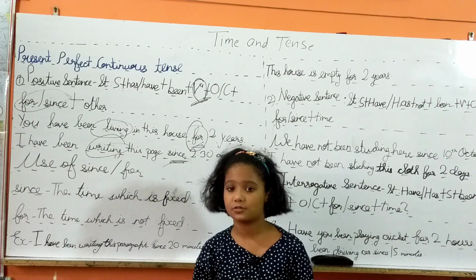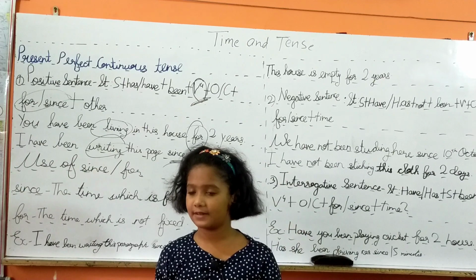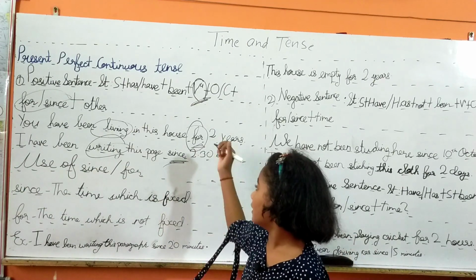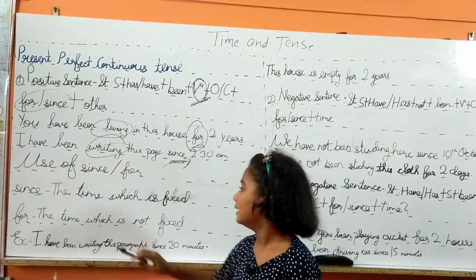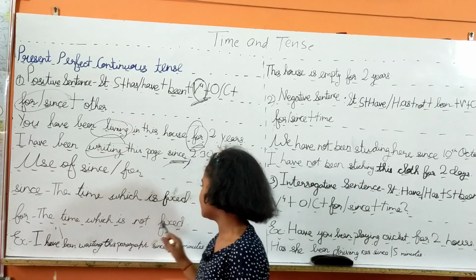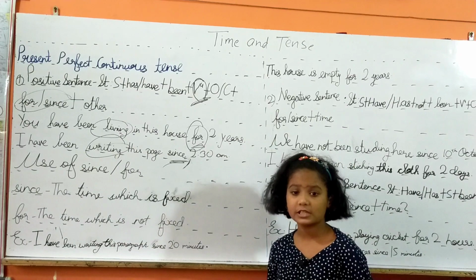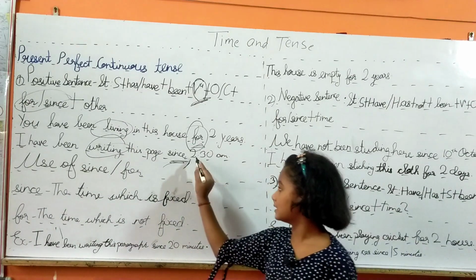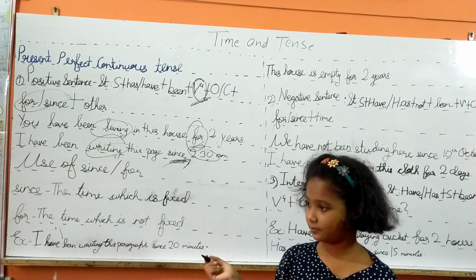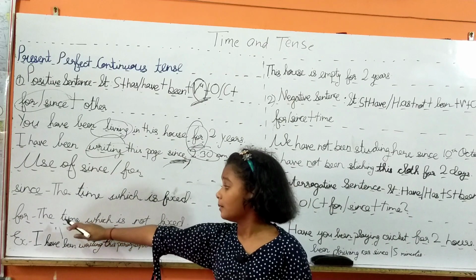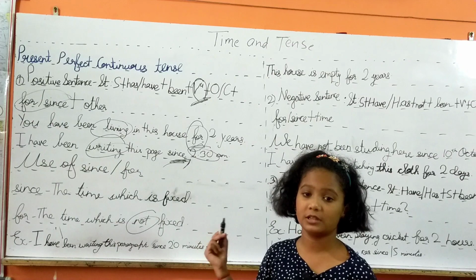Then we will see where we have to use since and where we have to use for. Because to make and understand the sentences, you have to know where to use for and where to use since. Now we will see the difference between for and since. We use since before a time which is fixed. Like here I have used since, then 2:30. 2:30 is a fixed time. But for a time which is not fixed, we use for.